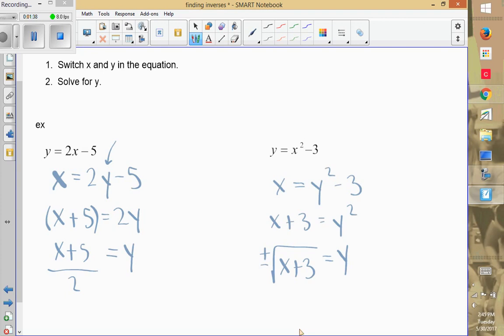If I don't care that the inverse is not a function, I would have the plus or minus out here in front of the square root. But if I care that the inverse needs to be also a function, then I need to limit my equation and only have either the plus or the minus section of the square root.